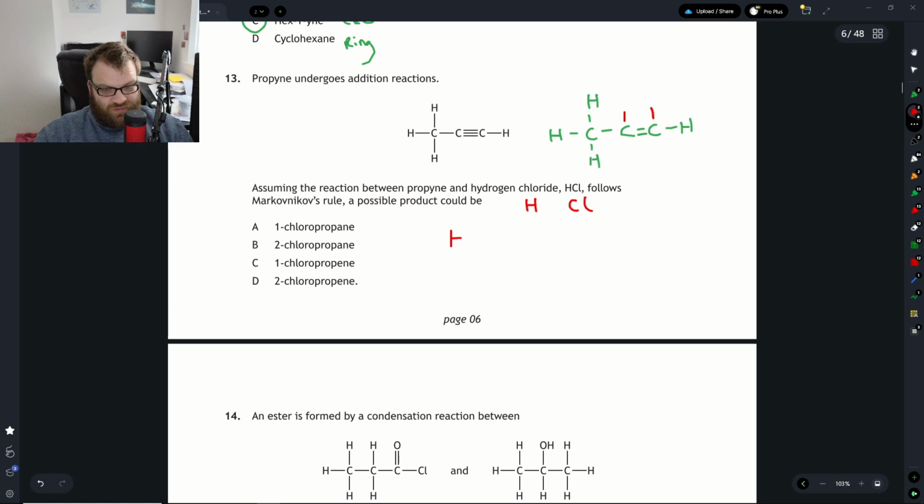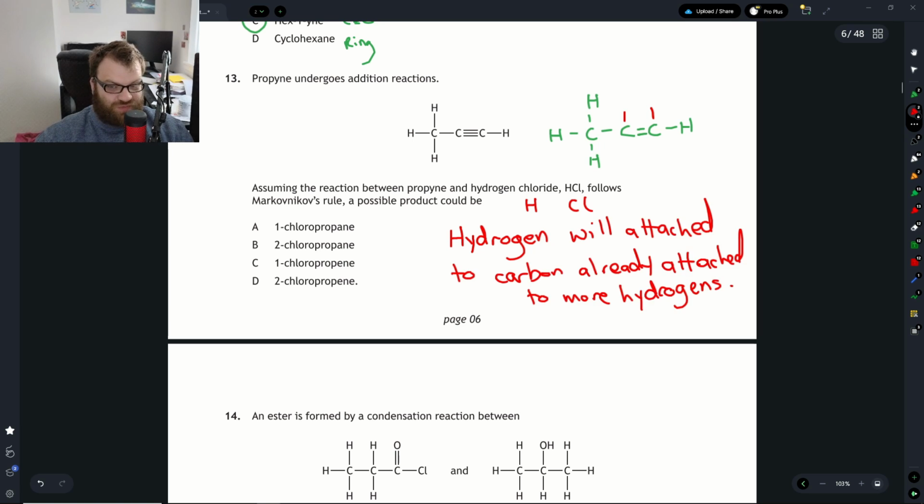Markovnikov rule says that the hydrogen will join to the carbon with more hydrogens already. Another way we could say it is that the hydrogens will follow hydrogens. This means that our hydrogen has to go on the right hand carbon, and our chlorine would end up on the middle carbon in here. This means that the number in front of it is going to be a 2, not a 1.